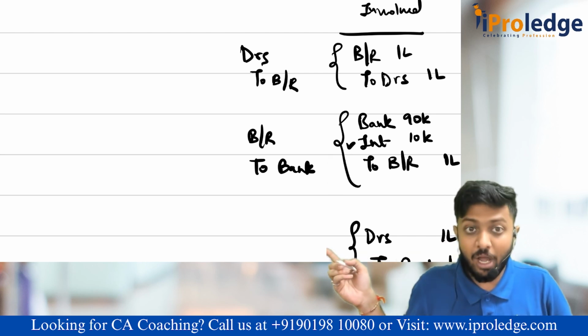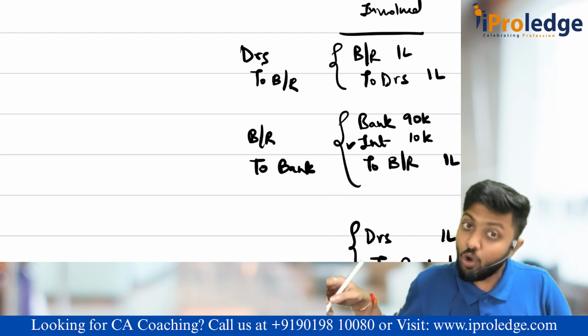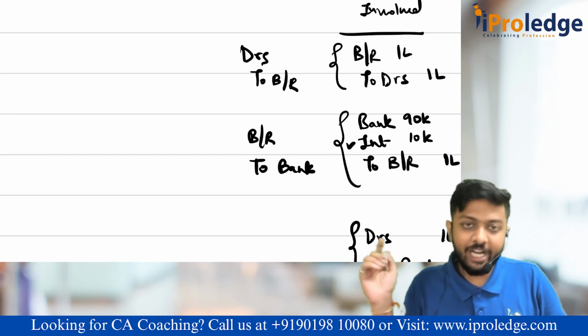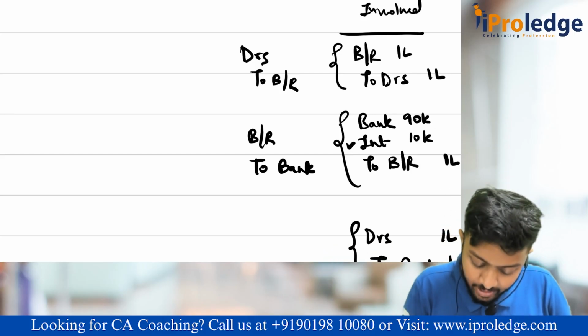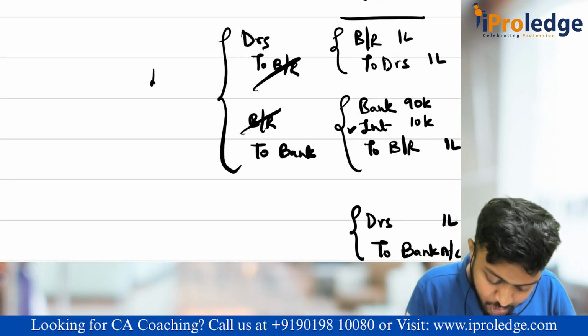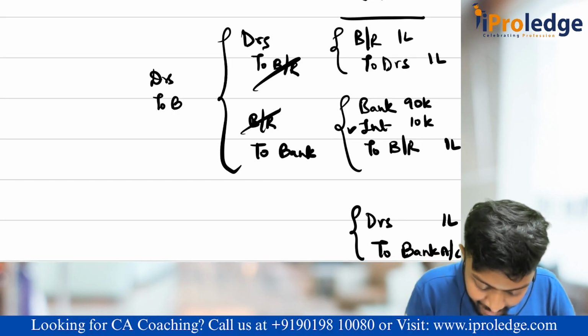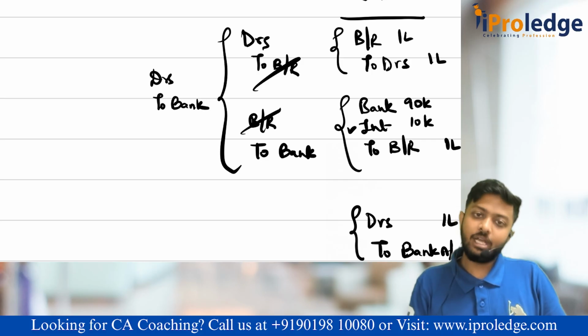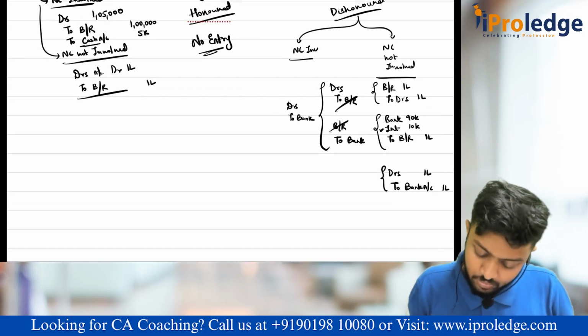Correct? To bank, how much am I paying? 90,000. No, 1 lakh. However, I'm incurring interest, so I let it be. So I reverse both the entries. BR cancel. So the net entry will be debtors to bank. Clear?